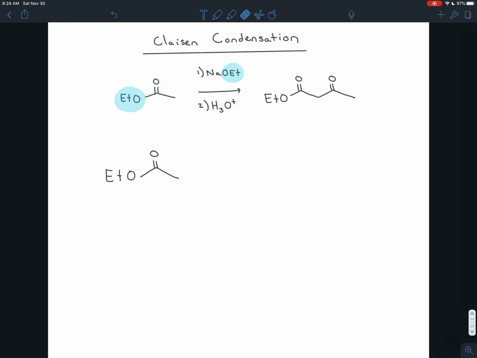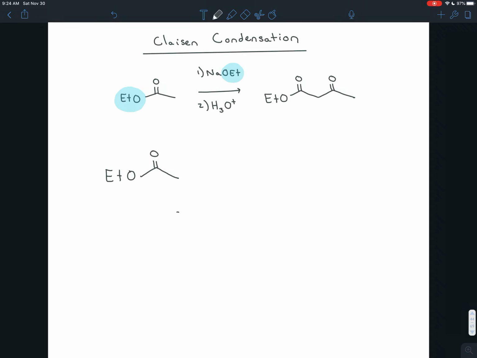If it were a propoxy group, and there is an abbreviation for that, OPr, but if you had a propoxy group, then you would want sodium propoxide. So you want to treat this with whatever base is in the ester.